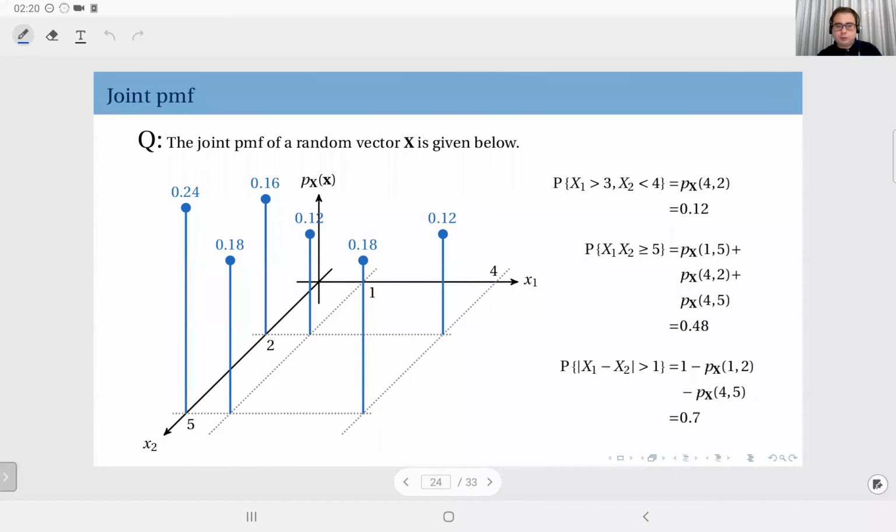Here's an example. We are given the joint PMF of a random vector X, and we have X1 and X2 components, so this is in fact a two-dimensional random vector. Okay, so this is a vector of X1 and X2, and the joint PMF is given to us. If you look closely, 0.24, 0.16, 0.18, 0.12, 0.18, 0.12, if you add them all up, you get 1 as expected, and none of them obviously is negative. So this is really a joint PMF.